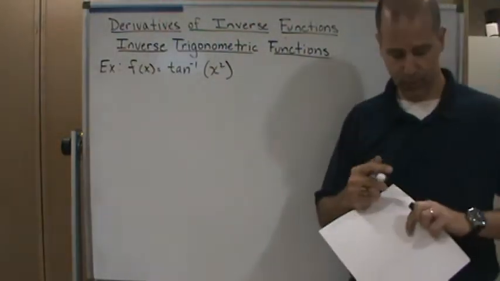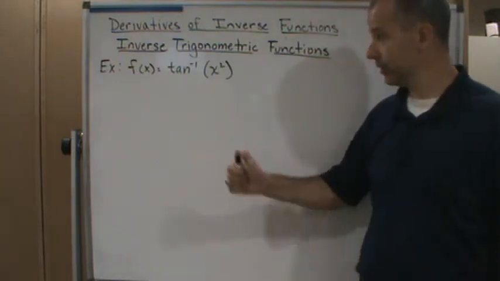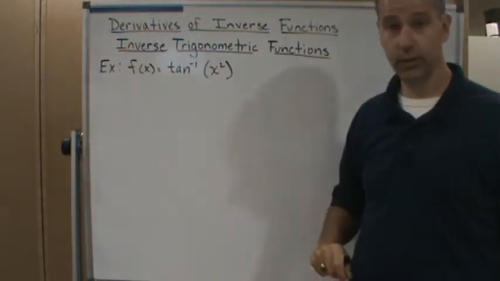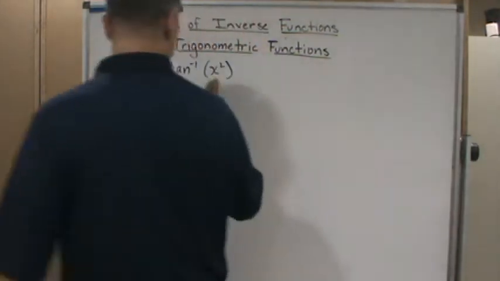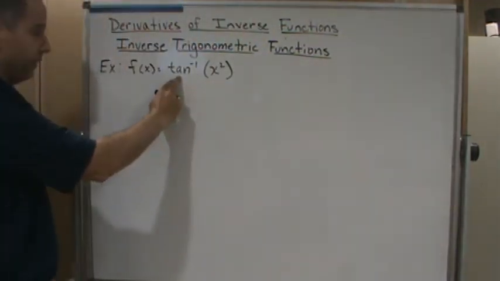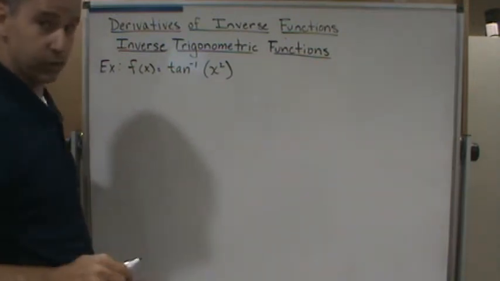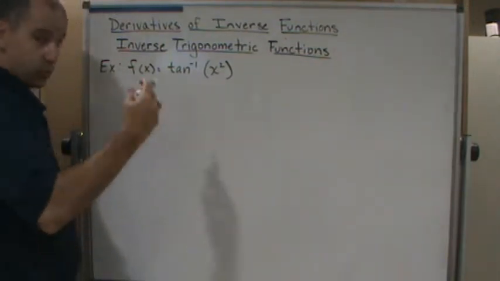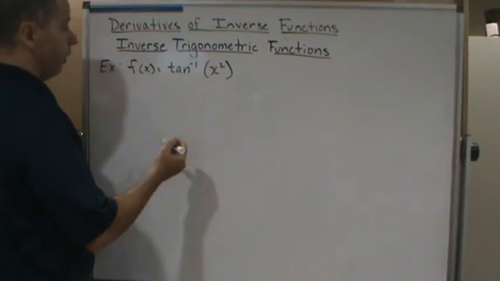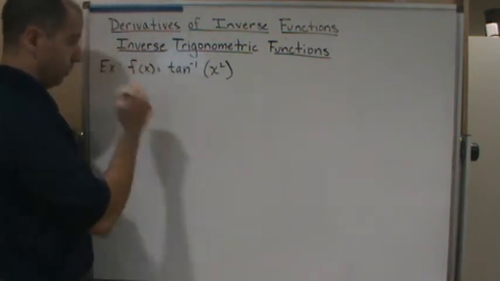So here's an example of using a trig function. This involves tangent inverse. Now also we've got a function inside a function, right? So we've got a function inside an inverse function, inverse tangent function, inverse trigonometric function. So now, again, we're just going to use the chain rule.